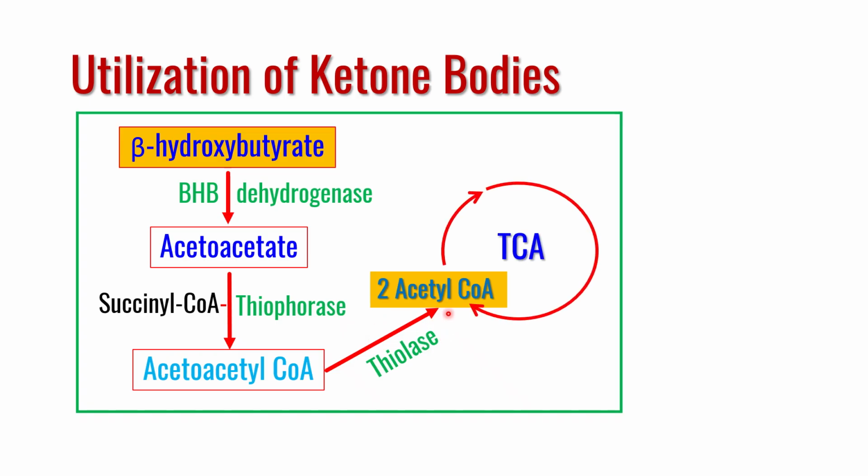Acetyl-CoA undergoes the TCA cycle forming GTP and reducing potential, which after undergoing the electron transport chain form a massive amount of energy for cellular function.